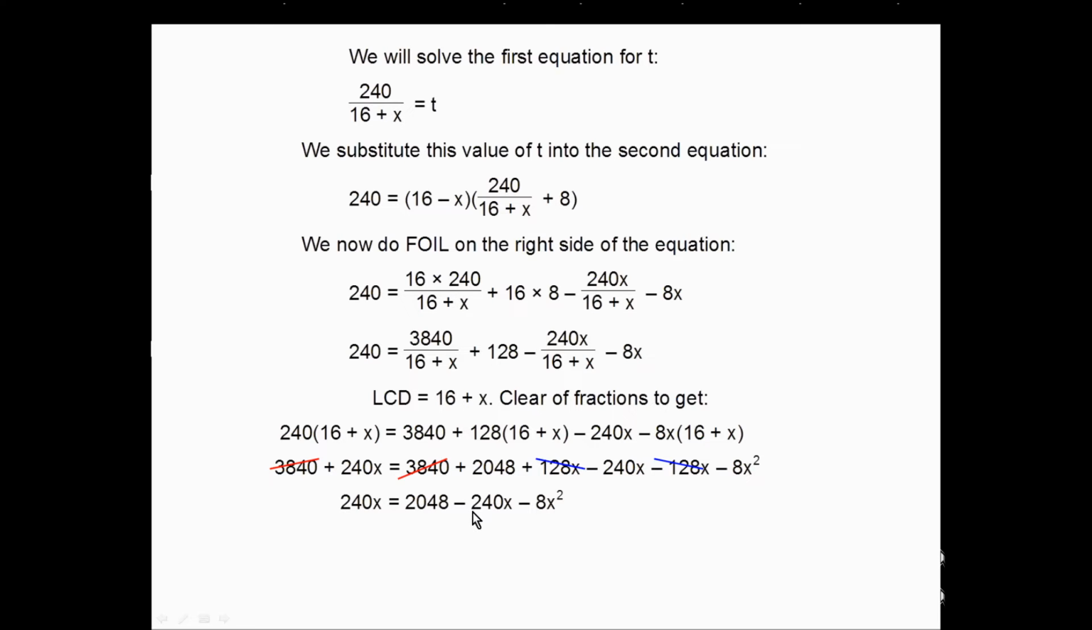240x is equal to 2,048 minus 240x minus 8x squared. Okay, I got an x squared term. I want to set it equal to 0 and try to factor. Again, I cannot think with negative squared terms, so I'm going to move it all to the left. So I'll have 8x squared plus 480x minus 2,048 equals 0.